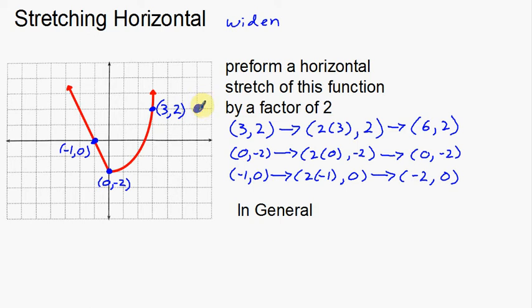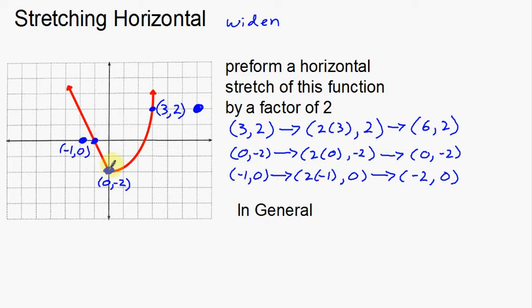Okay, and then after that, my next point is going to be 0, negative 2. So actually, 0, negative 2 just stays right there. That point doesn't even move. That was a nice point to use because I don't have to draw anything new. My next point is going to be negative 2, 0. Negative 2 right here, negative 2, 0. All right, so those are my 3 points that I'm going to use to stretch this.